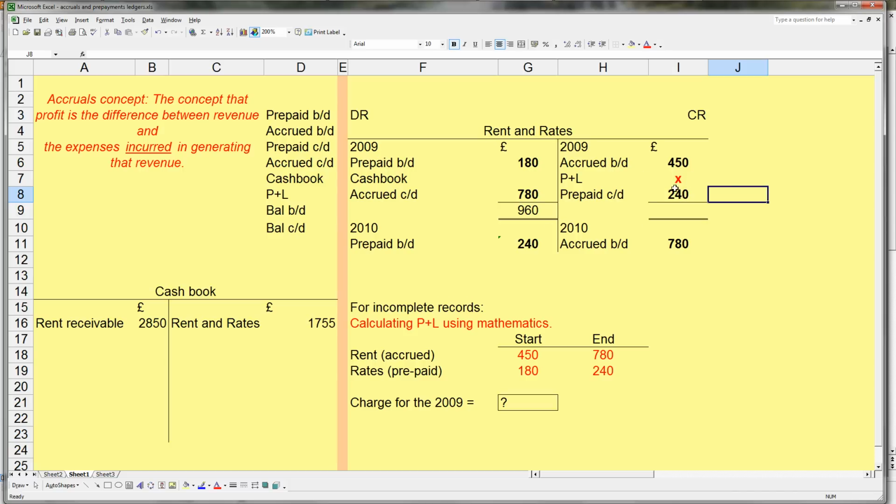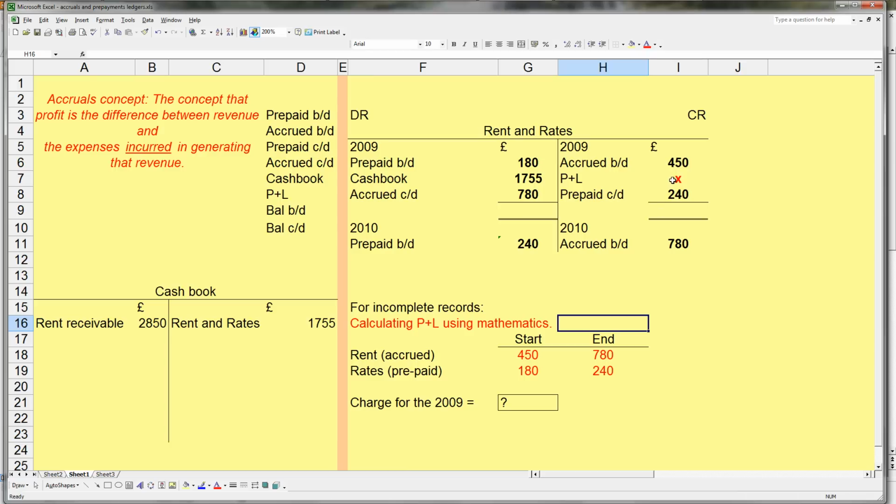So the next step is to put in the cash book. So you're told the cash book value for rent and rates, which is over here. Remember, it's a payment, so it's the credit side. So the cash book value will get the 1755. And we're now ready to work out the last variable, the P&L charge. So add up the opposite side to the P&L. You know it's going to be bigger because the P&L value is missing.